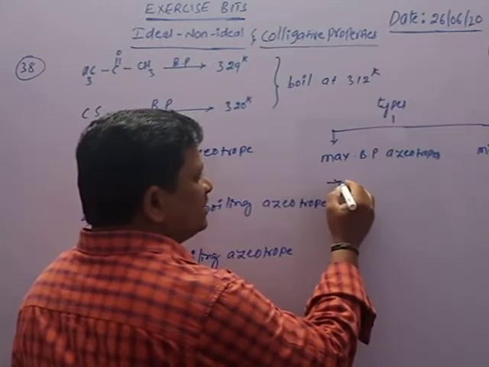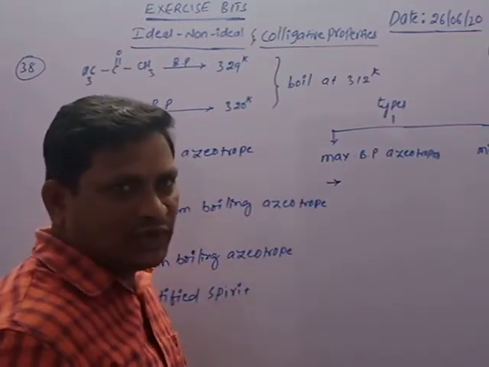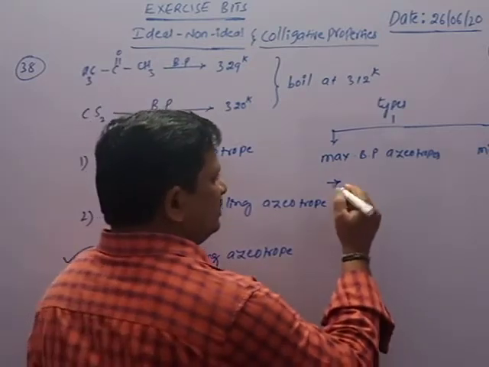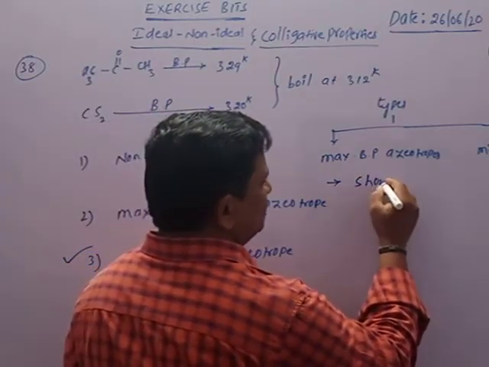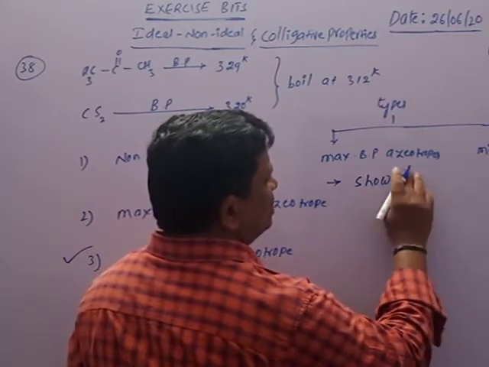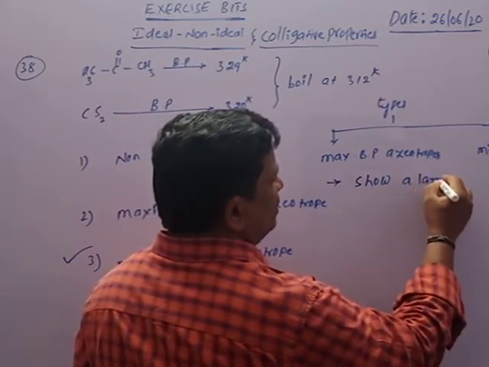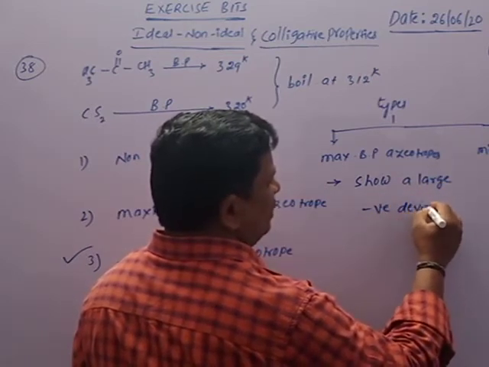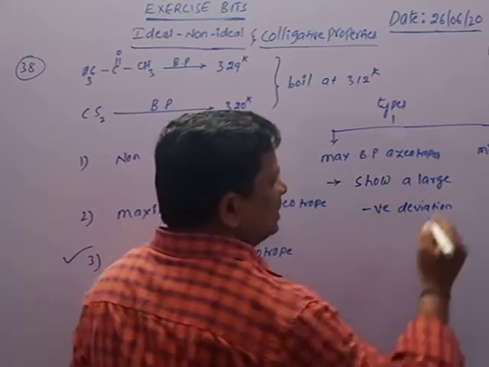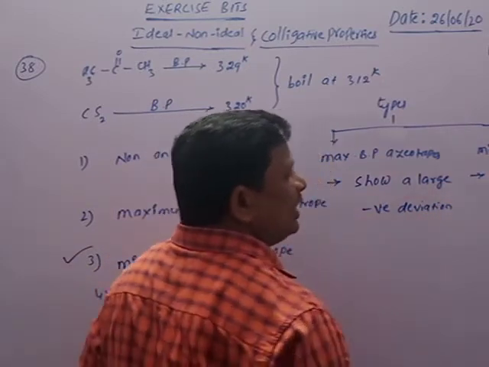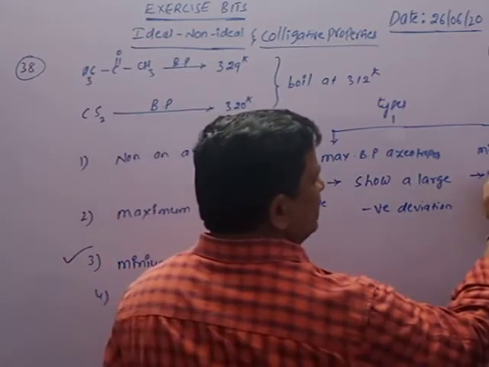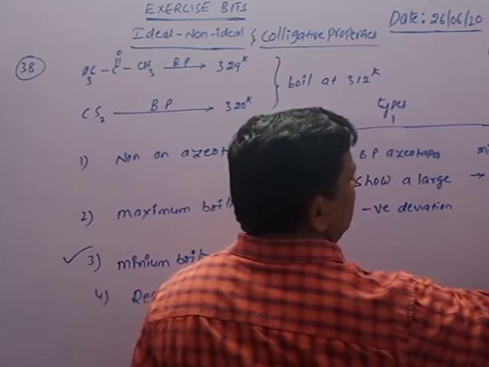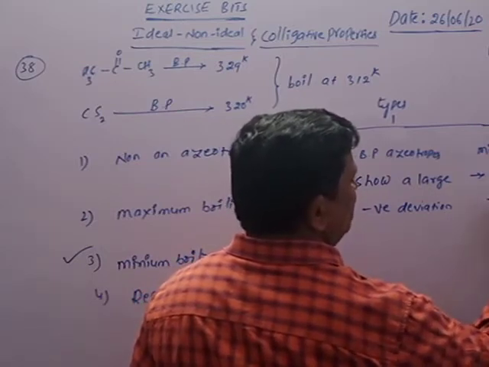Generally, maximum boiling point azeotropes are solutions which show a large negative deviation. Minimum boiling point azeotropes are solutions which show a large positive deviation.